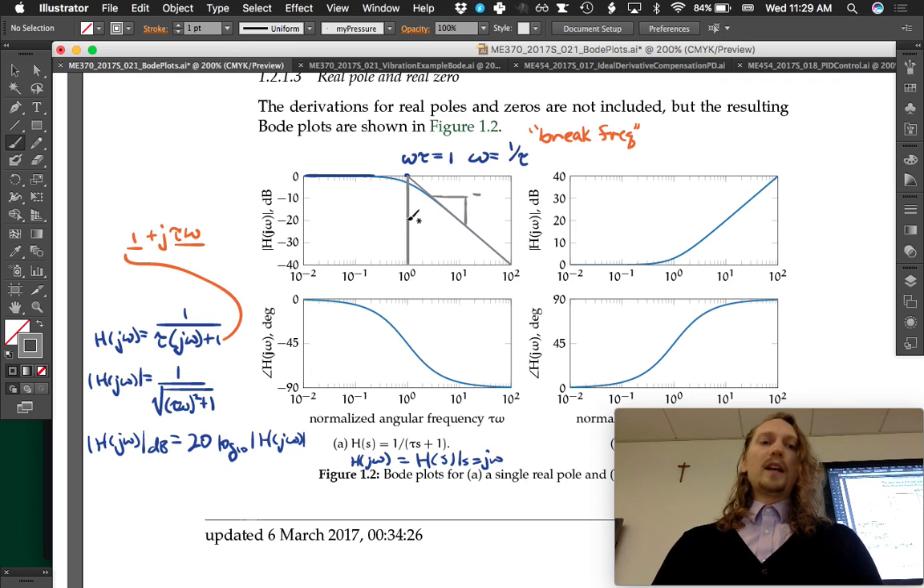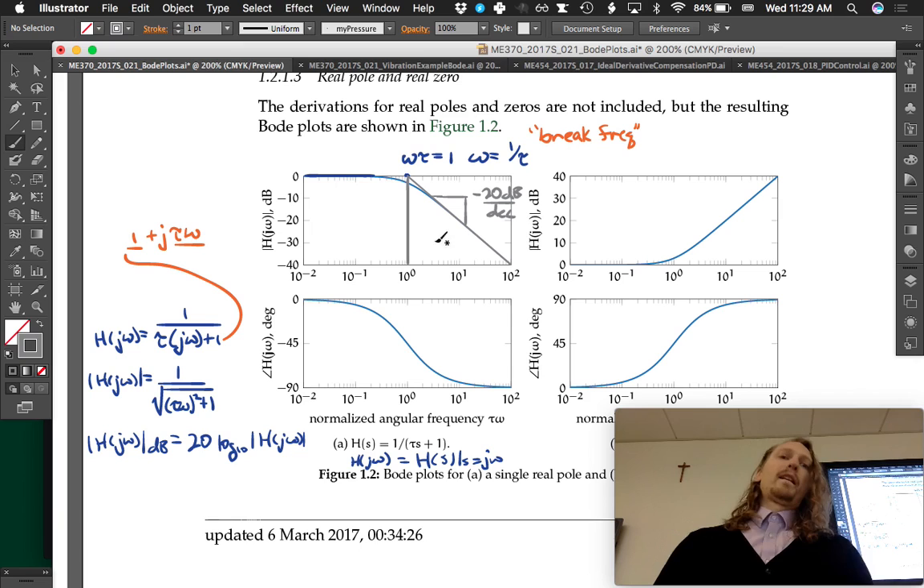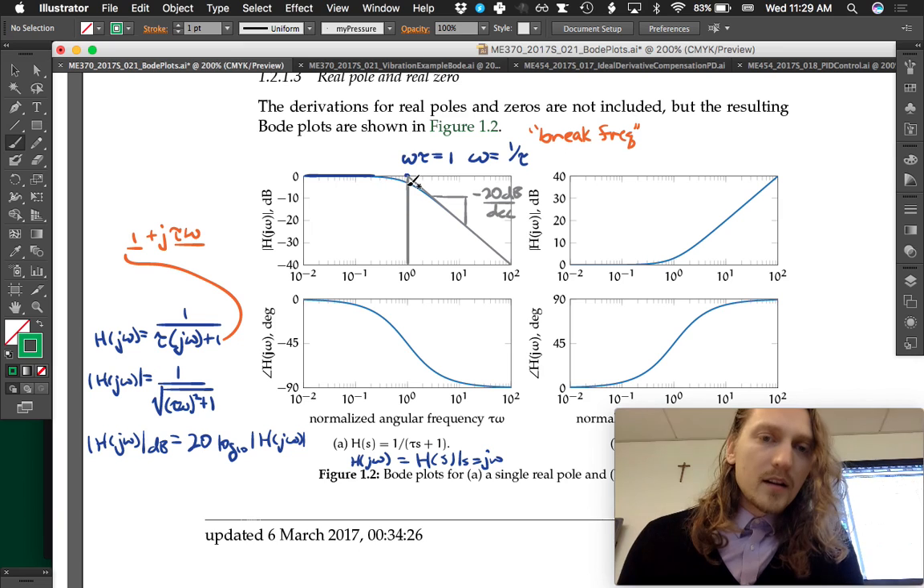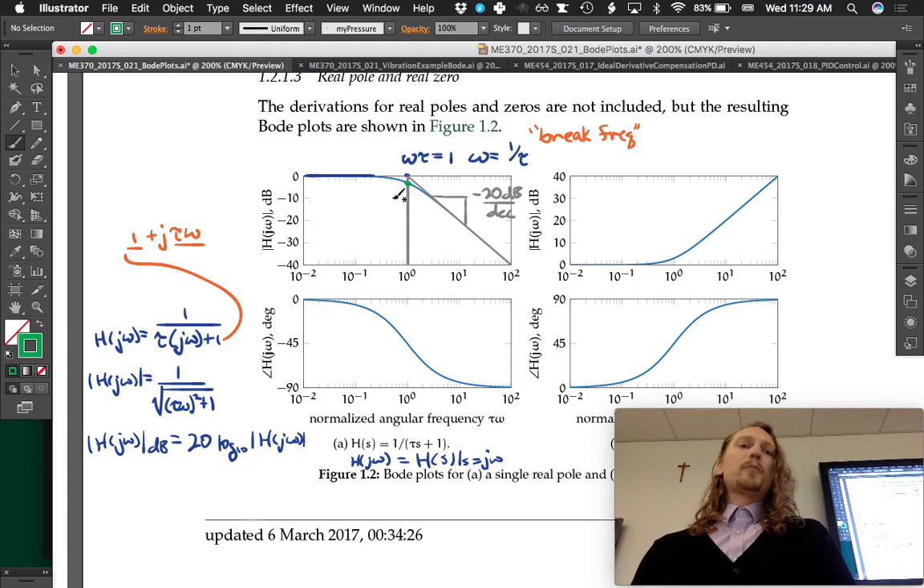So for a whole decade, does it go down 1, or 10 dB, or 20 dB? Yeah, it goes down 20 dB per decade. And the only other feature here is that at the break frequency, it's at minus 3 dB, okay?